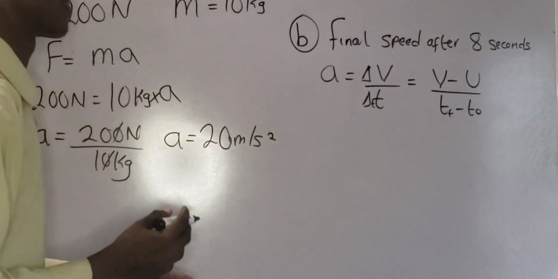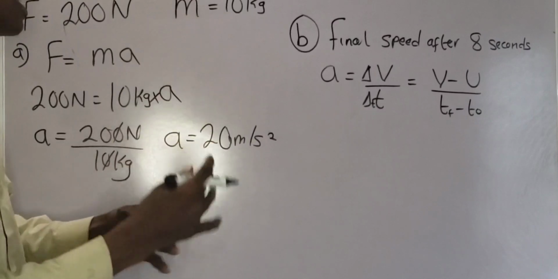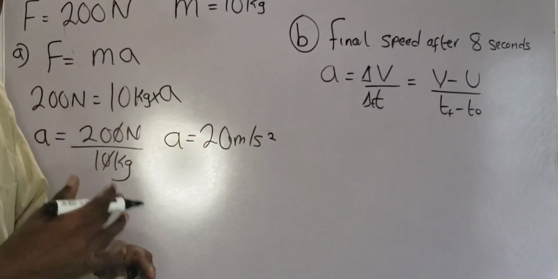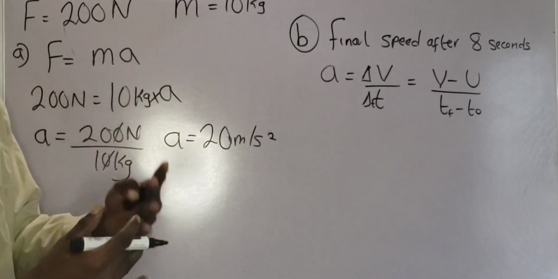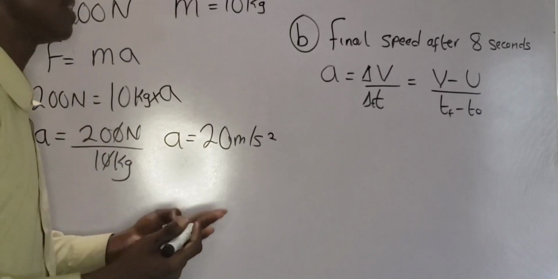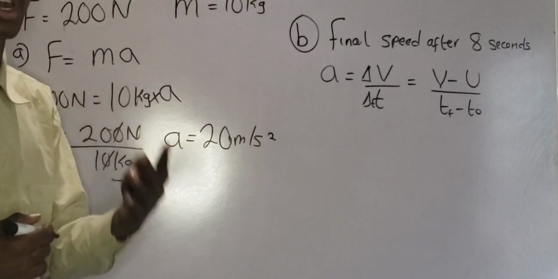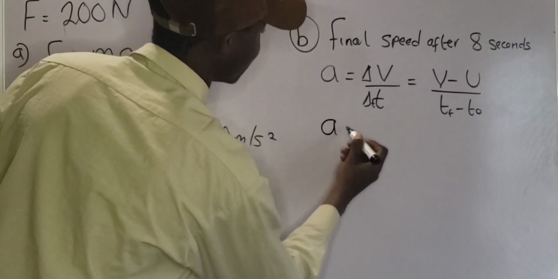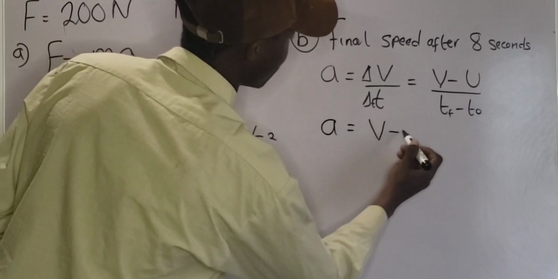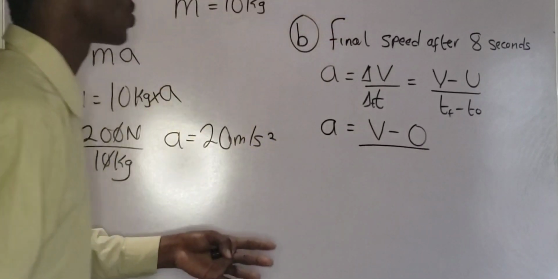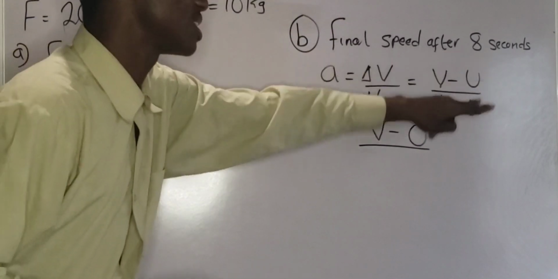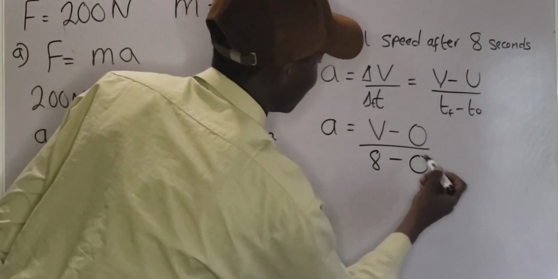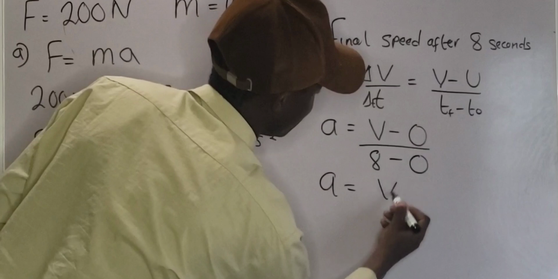So now in this context, we are told that the box accelerates from rest. If the box accelerates from rest, in that case the initial velocity is what? 0. Do you understand? And the final velocity is what we are told to calculate. So the acceleration is equal to v minus 0 all over t, and we are told the time here is 8 seconds, and t final is 8 minus 0. In that case, acceleration is equal to v over 8.